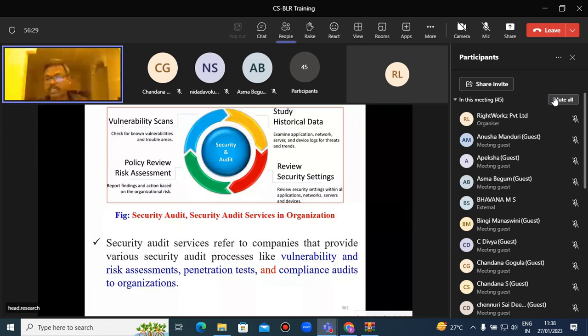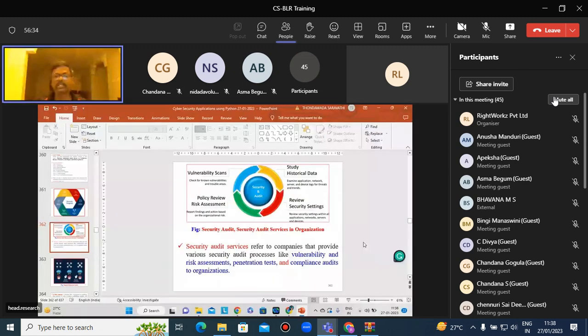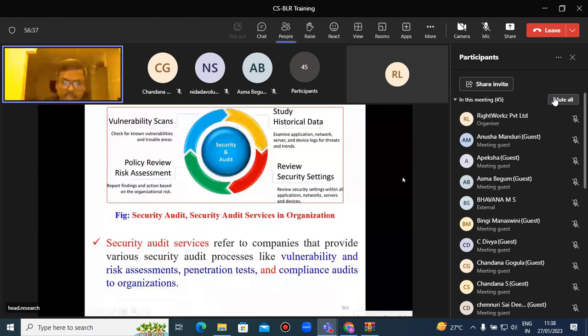Very, very important. What type of security audit services are they doing? They are doing vulnerability and risk assessments, penetration testing. Penetration testing means they are finding whether there are any bugs or errors in the security of the software. They are checking with the help of penetration test. Testing means to find the bugs in software or hardware. Then compliance audits to organization.